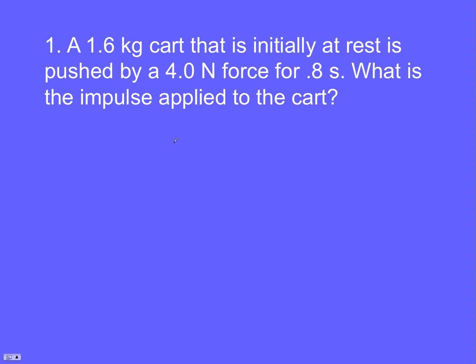And so here we have a 1.6 kilogram cart sitting there, and we're going to push it with a 4 Newton force for 0.8 seconds. What is the impulse applied to the cart? Another symbol for impulse is J, and so it's force times the change in time. So 4 newtons times 0.8 seconds is 3.2 Newton seconds, the units of impulse.